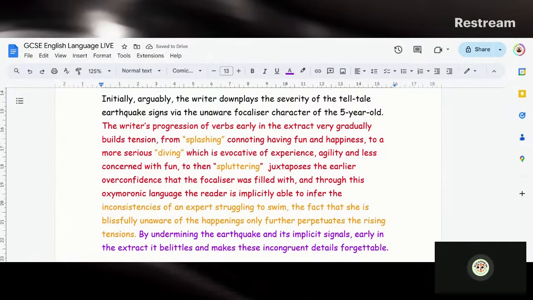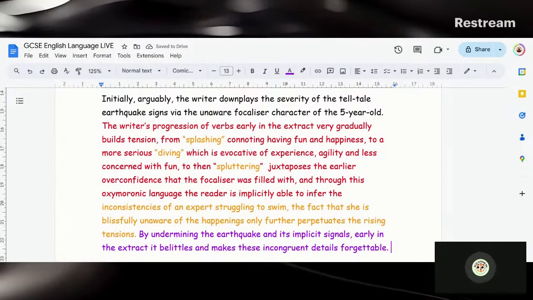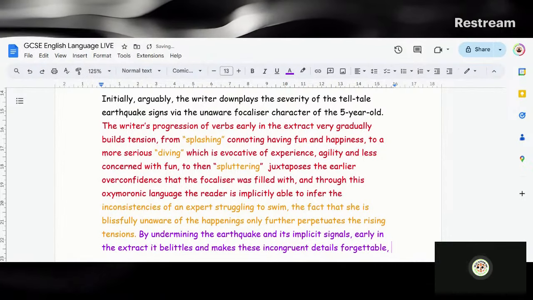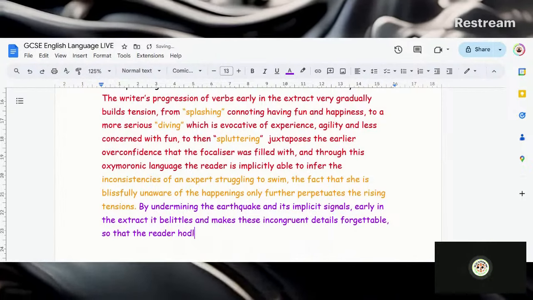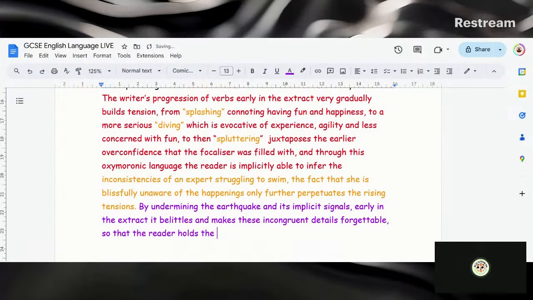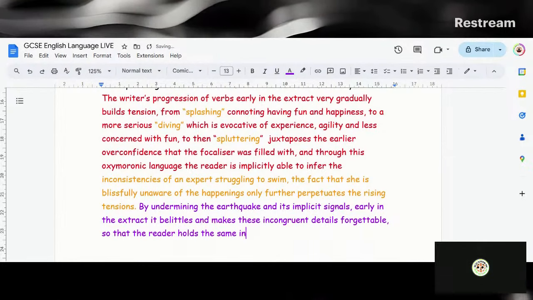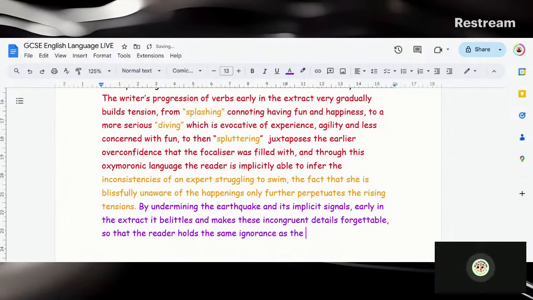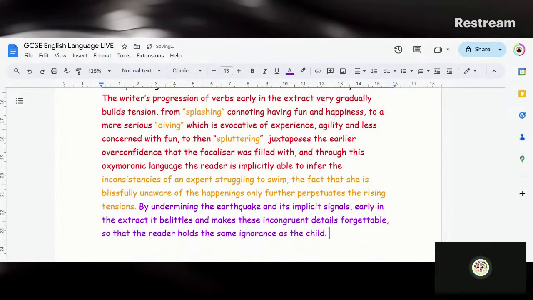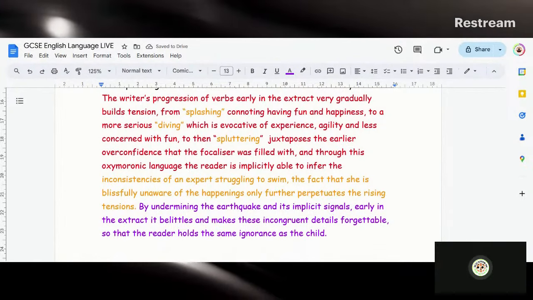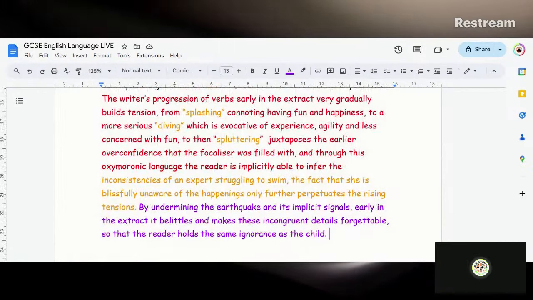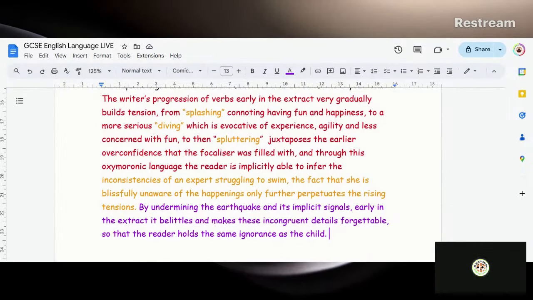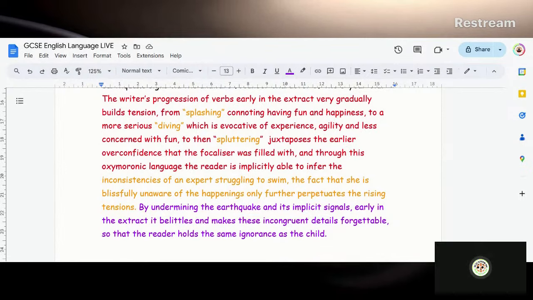By undermining the earthquake and its implicit signals early in the extract, it belittles and makes these incongruent details forgettable, so that the reader holds the same ignorance as a child, because they're both ignorant. We're both ignorant of what is to come. Perhaps initially you didn't think that earthquake was going to happen, apart from maybe the dramatic irony that caused that. Okay, we're going to move on to our second paragraph now. We're probably going to finish this live at 9:30 for those who are asking.